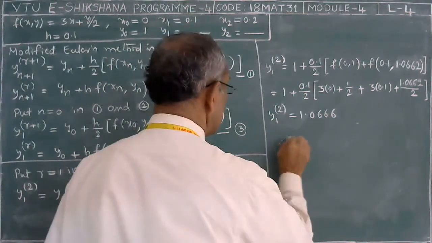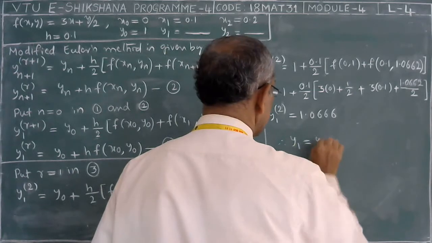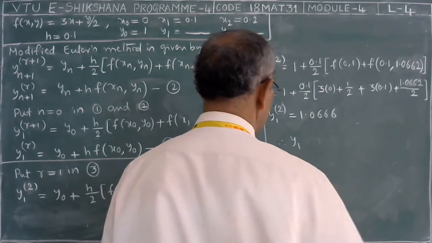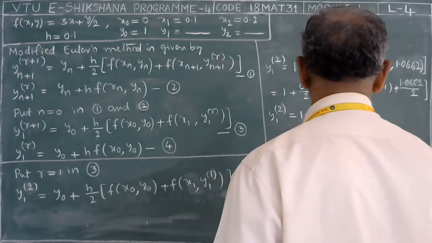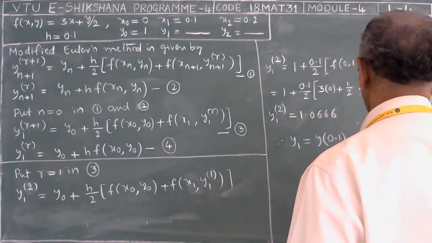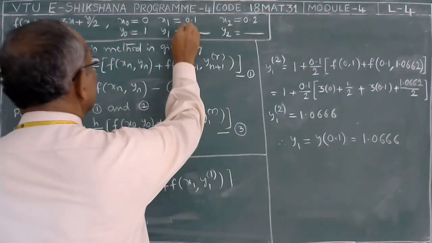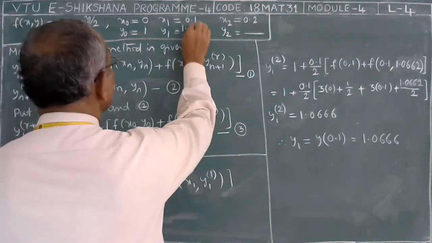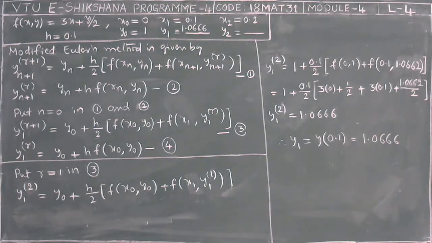So therefore the value of y at x1 is 0.1, y at 0.1 is equal to 1.0666. So I got the value for y1, 1.0666. Now I have to calculate y2. Similarly, I have to calculate y2. So put n is equal to 1.